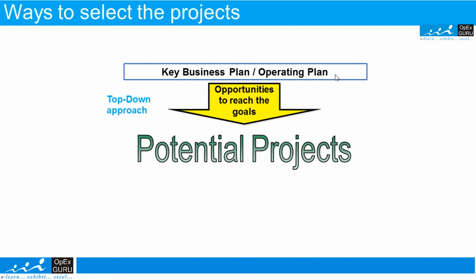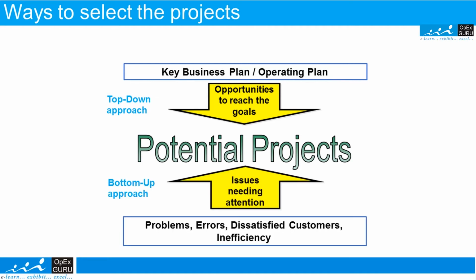You are currently at some level in the organization, you want to reach the next level in the future, and to bridge this gap, you ask what are the opportunities that you would like to seize, and you identify projects from there. So this is called the top-down approach.